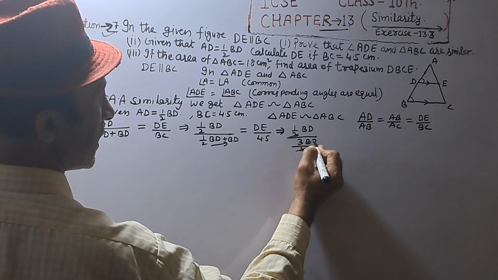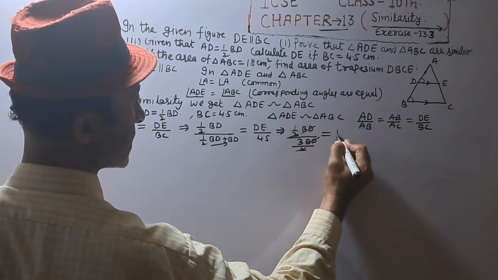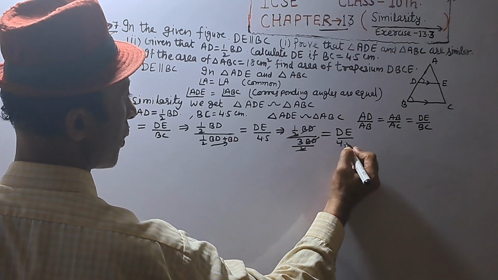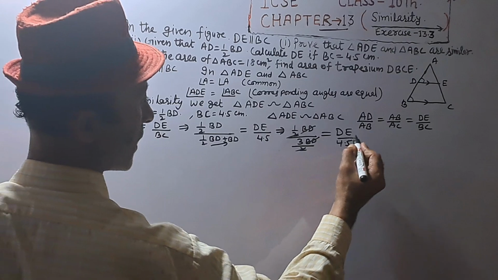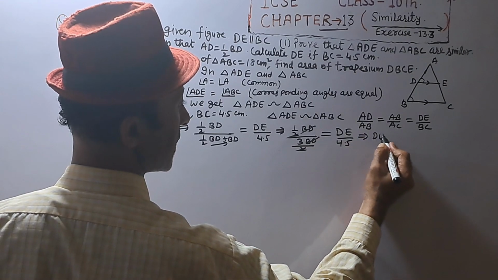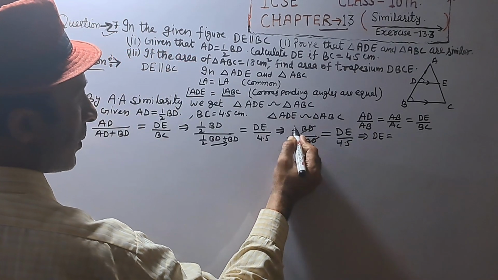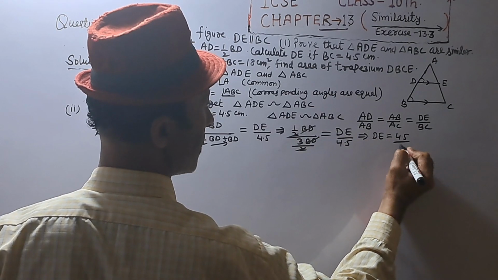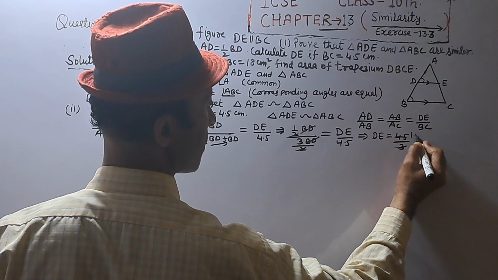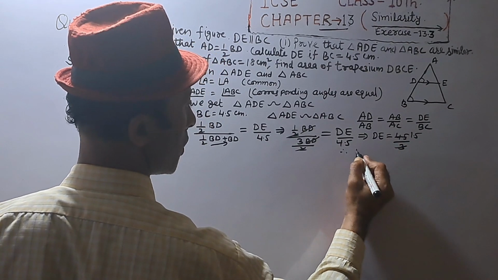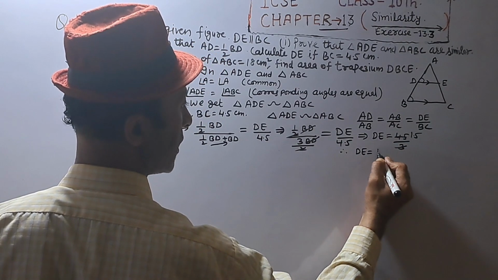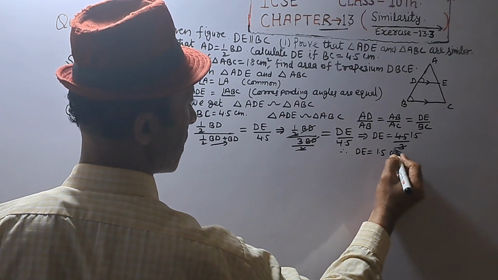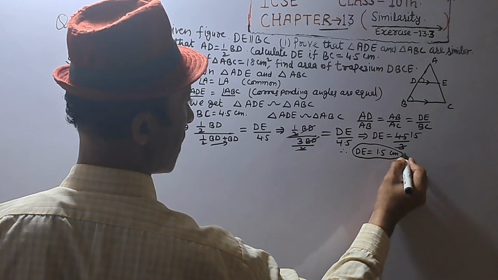2 is cancelled and BD is also cancelled. That is equal to DE upon 4.5, which implies DE is equal to 4.5 multiplied by 1 divided by 3, 4.5 divided by 3, that is 1.5. So DE is equal to 1.5 centimeter. Answer.